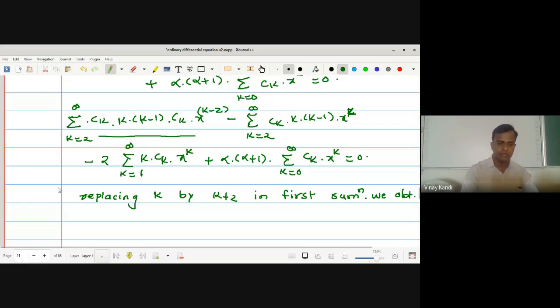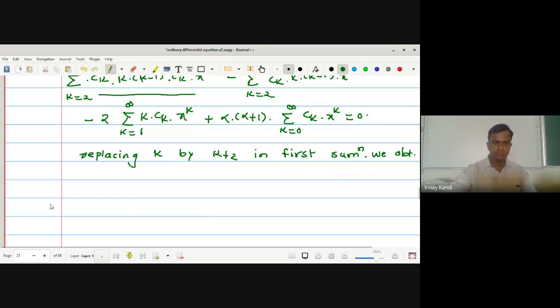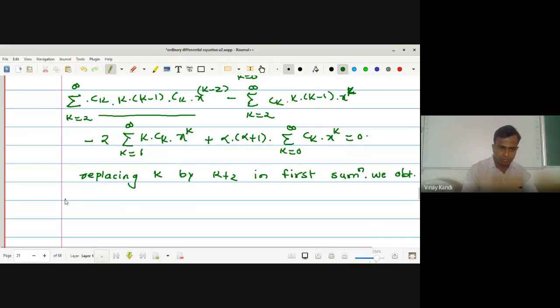Hence we get summation, replace this k by k plus 2. So here k plus 2 is equal to 2 means what? k is equal to 0. k is equal to 0 to infinity. Okay, this is ck plus 2. So this is k plus 2, this is k plus 1 into x raised to k. All terms are as it is, summation.